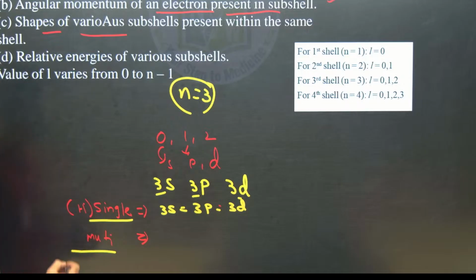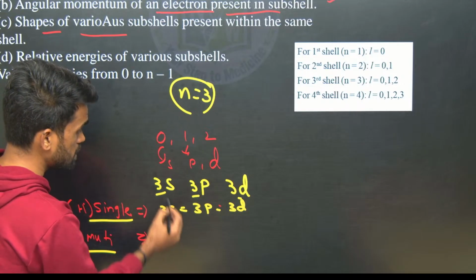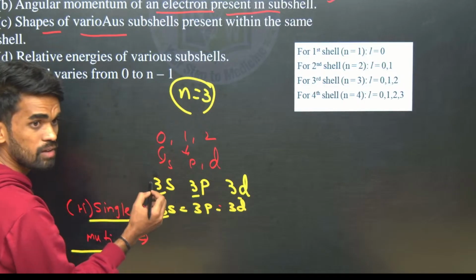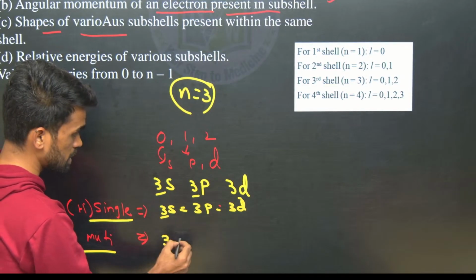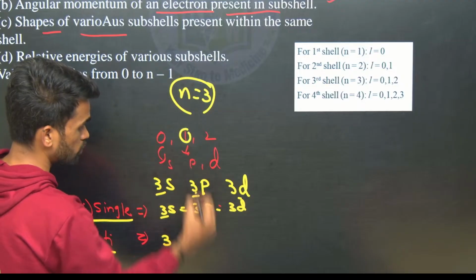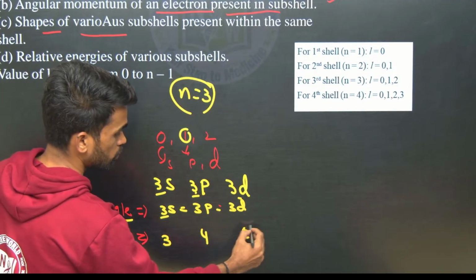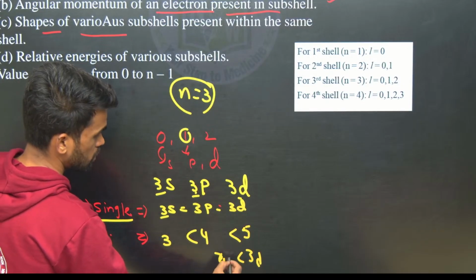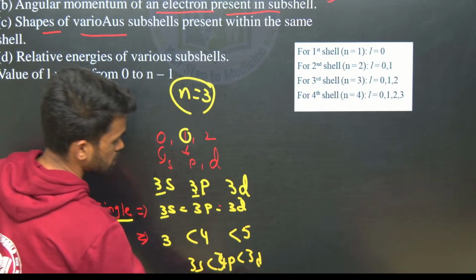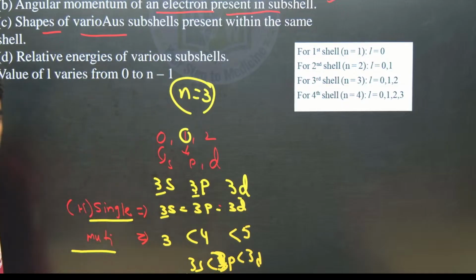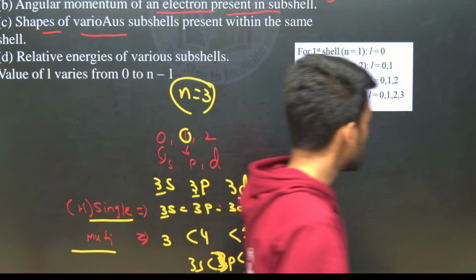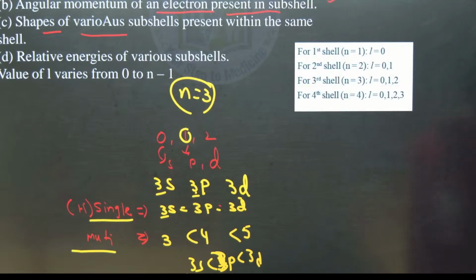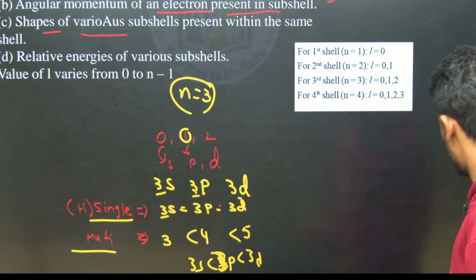In the case of multi-electron, we use n plus L. What is the n value here? 3. L value 0. So this is just 3, and this one 3 plus 1 is 4, then 5. So 3D is greater than 3P, greater than 3S. Is this clear or not? Yeah. Next thing.